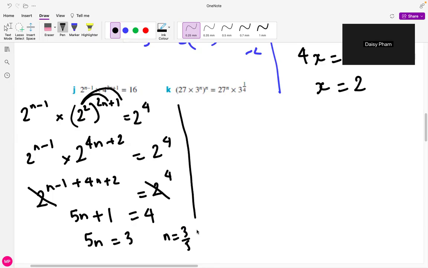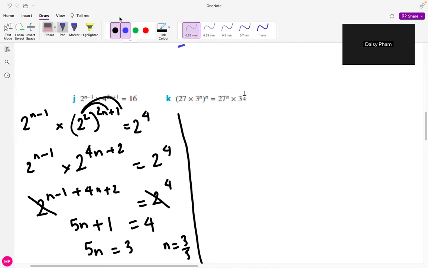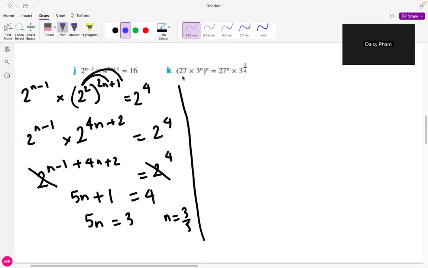Now, with this example, we're going to do the same strategy. As you can see, in this example we look at 27 and 3, and there's a times in between them. So we know that we can make them the same base of 3. So 27, we're going to make 3 cubed, times by 3 to the power of n to the power of n equal 27 here. We make it 3 cubed, and then it has n times by 3 to the power of 1/4.